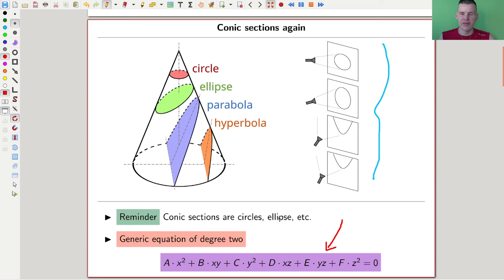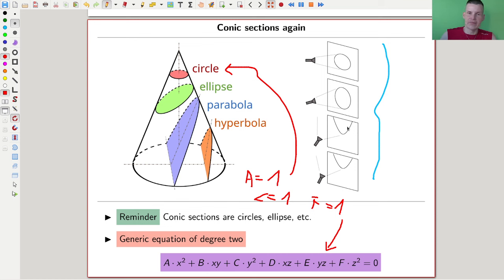For example, the classical circle would be a is 1, c is 1, and f is 1, and all the others are 0. This counts as a circle. Fantastic. And you have those terms, x squared, xy, y squared, xz, yz, and z squared. And this is the type of the conic sections.